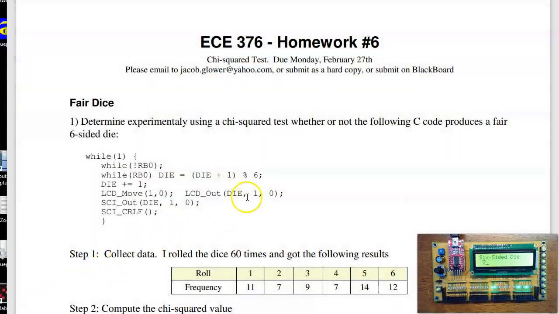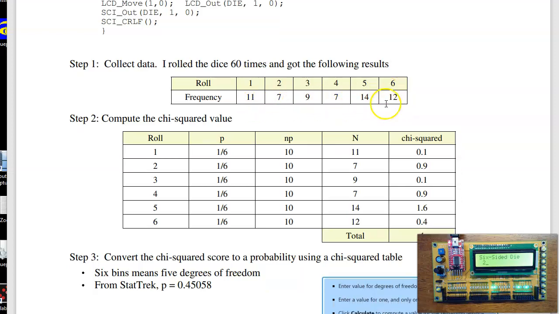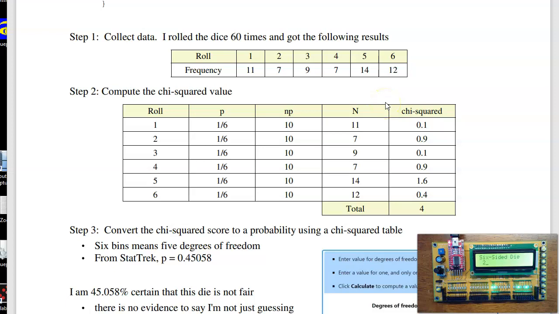Well, that's the first step of using a chi-square test. To find out whether it's a fair die, I'm going to collect a whole bunch of data. So here I rolled the dice 60 times, and here's how many times I got a 1, 2, 3, 4, 5, and 6. I then calculate the chi-squared value, setting up a chi-squared table.